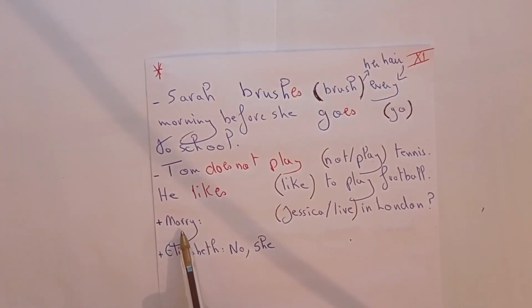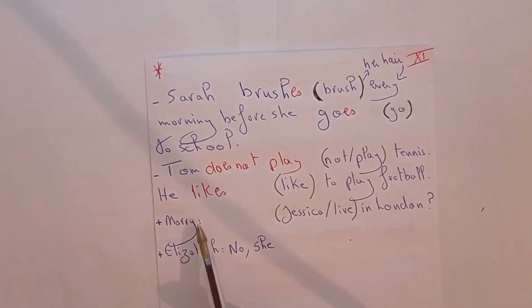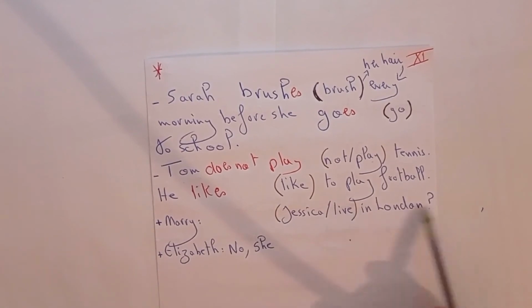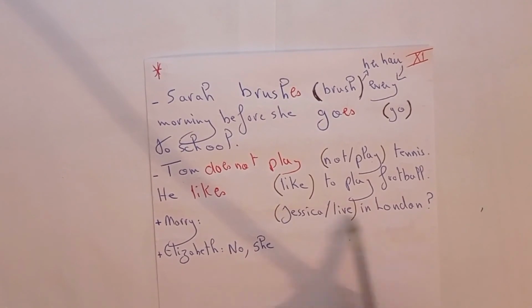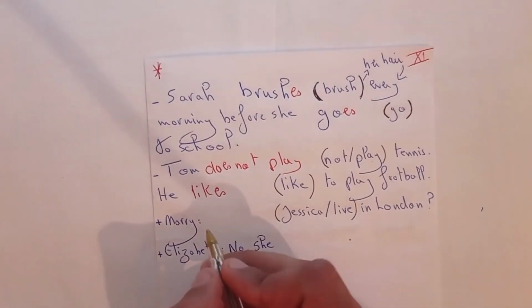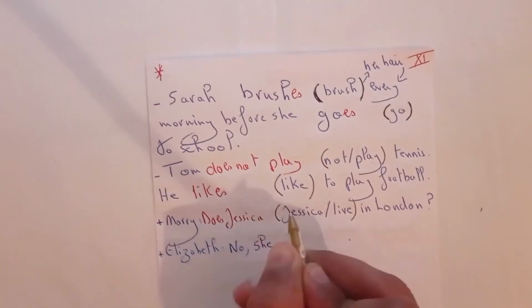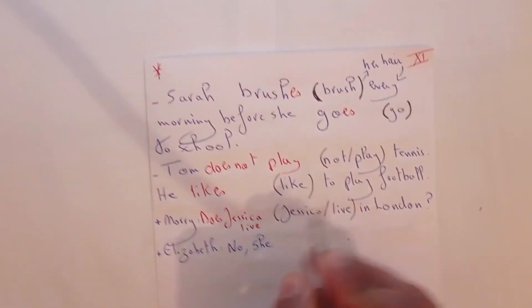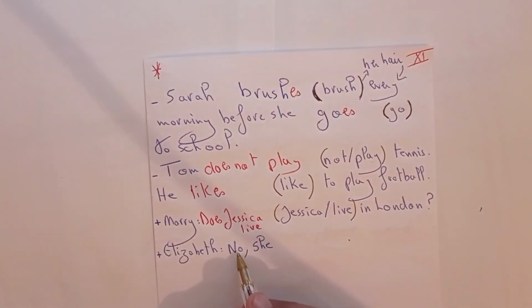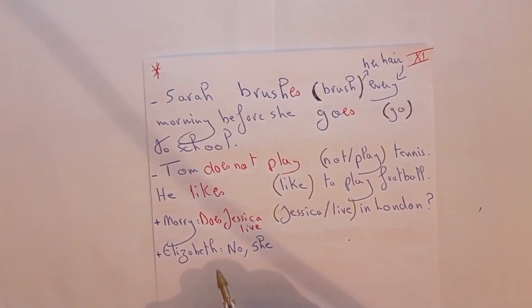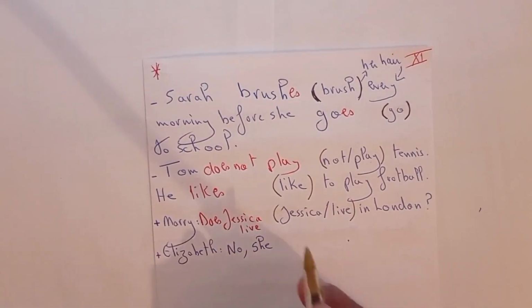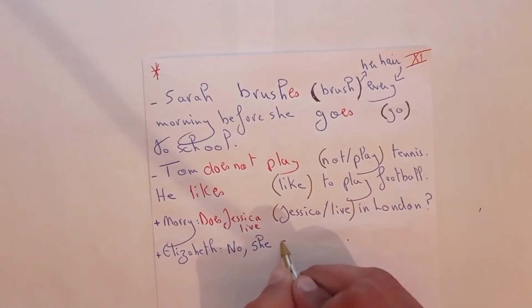Mary and Elizabeth. So we have a conversation between two people here. So Mary asks Elizabeth a question. Jessica lives in London. Okay, so to have a question, we start with the auxiliary. Very good. Does Jessica live in London? No. So this is a short answer. Negative, positive? Good. It's a negative short answer. No, she doesn't.